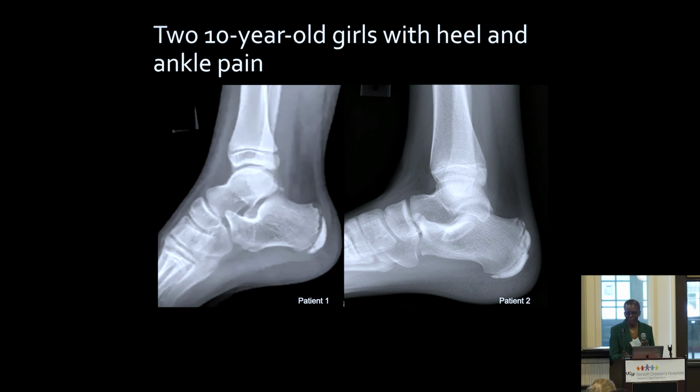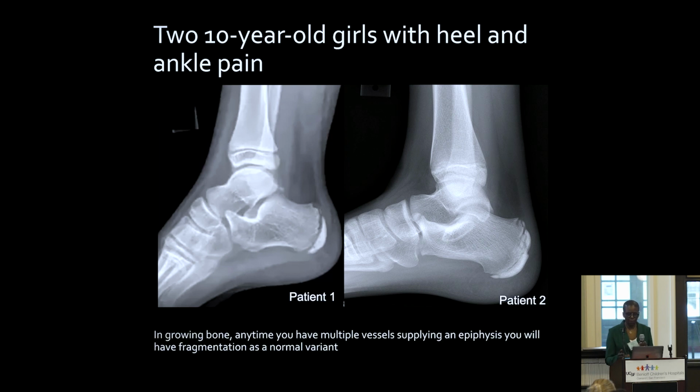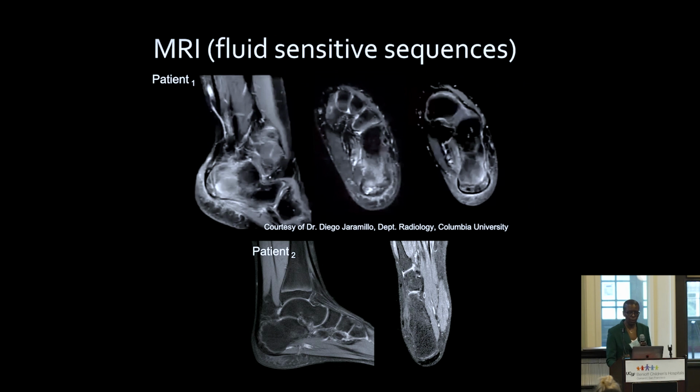Someone might say 2 because there's more fragmentation on patient 2, right? But what we have to realize is that in growing bones, when you have multiple vessels supplying an epiphysis, you can have fragmentation as a normal variant. And so sometimes we'll get these requisitions for rule out Sever's, and that's not a diagnosis you can make on X-ray. Whereas on MRI, on patient 1, you can see that there's this exuberant marrow edema.